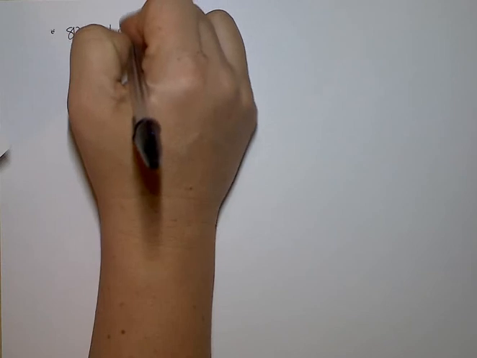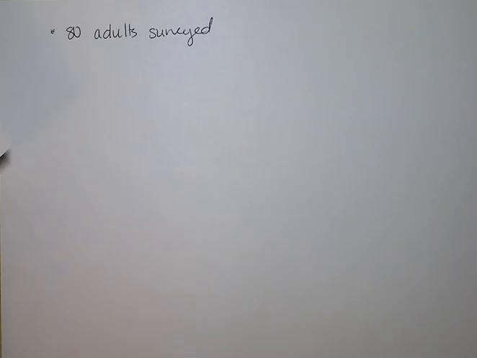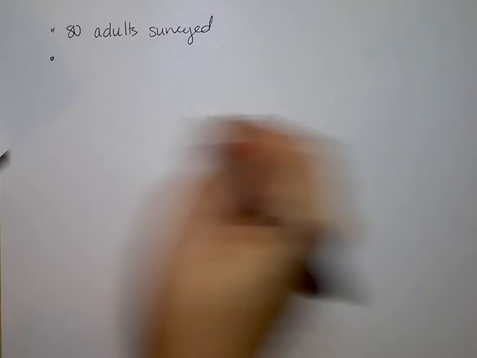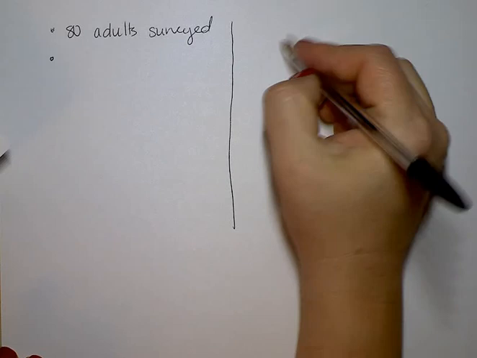1/5. What is the probability that a randomly chosen adult runs or swims? So let's write down the basic facts. We know we had 80 adults surveyed. Of those 80 adults, and let's actually just, this is going to be the facts. We're going to put the facts here, but just to make this simple for you.